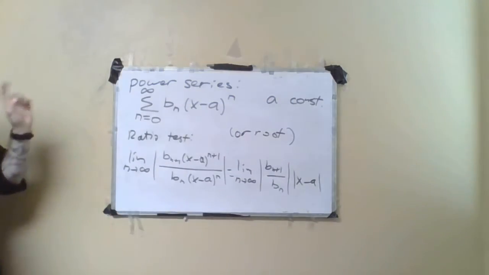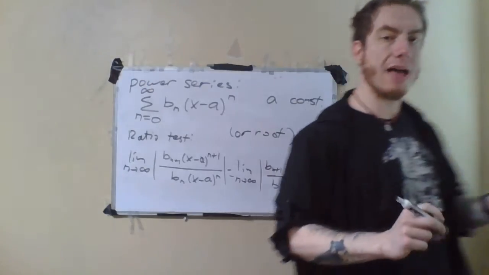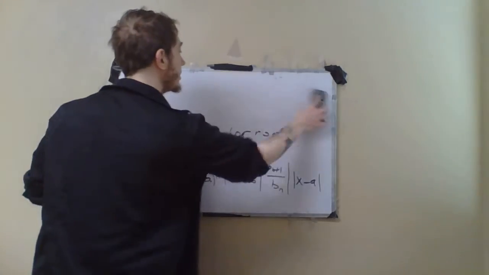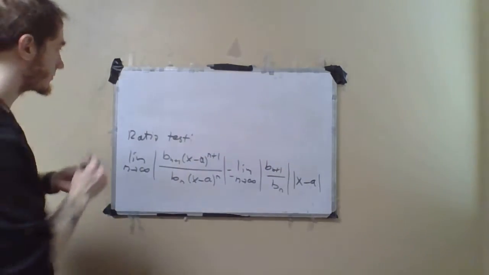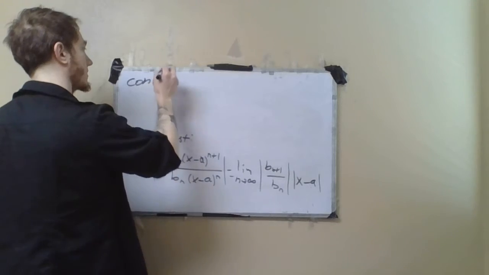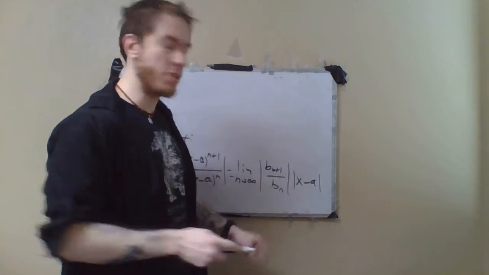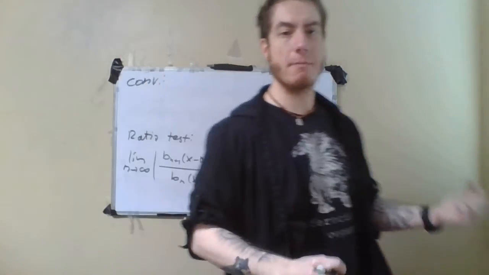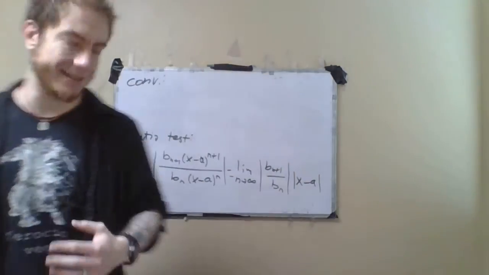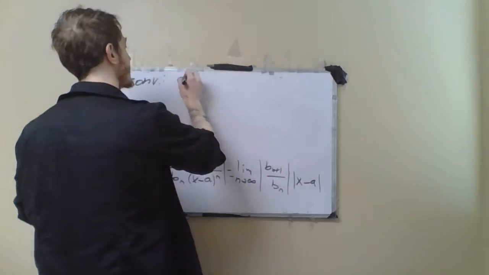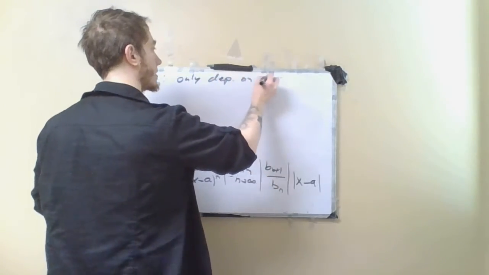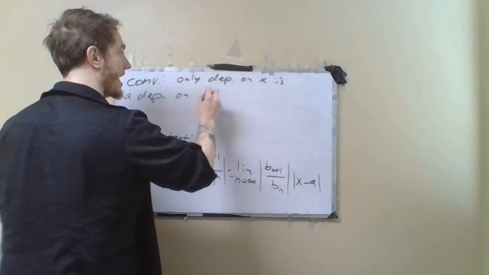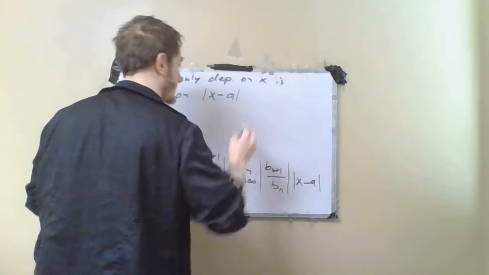Okay, so what I want to observe about this is whether or not this converges and what it converges to only depends on this x minus a quantity, because our sequence of bn's is fixed. That's part of the definition of my power series, and it does not depend upon x. So the only dependence on x is a dependence on the absolute value of x minus a.